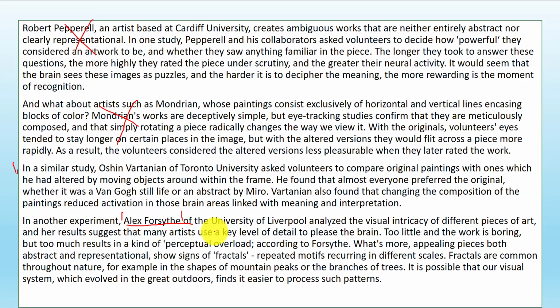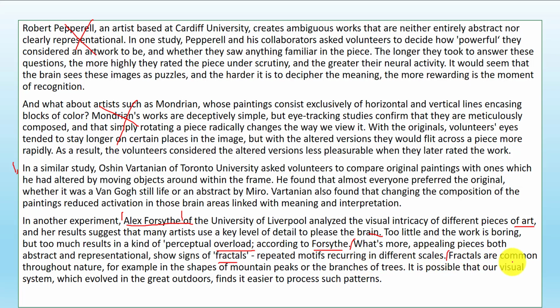Another experiment. Alex of the University of Liverpool analyzed the visual intricacy of different pieces of art, and her results suggest that many artists use a key level of detail to please the brain. Too little and the work is boring, but too much results in a kind of perceptual overload. And what's more, appealing pieces, both abstract and representational, show signs of fractals, repeated motifs recurring in different scales.